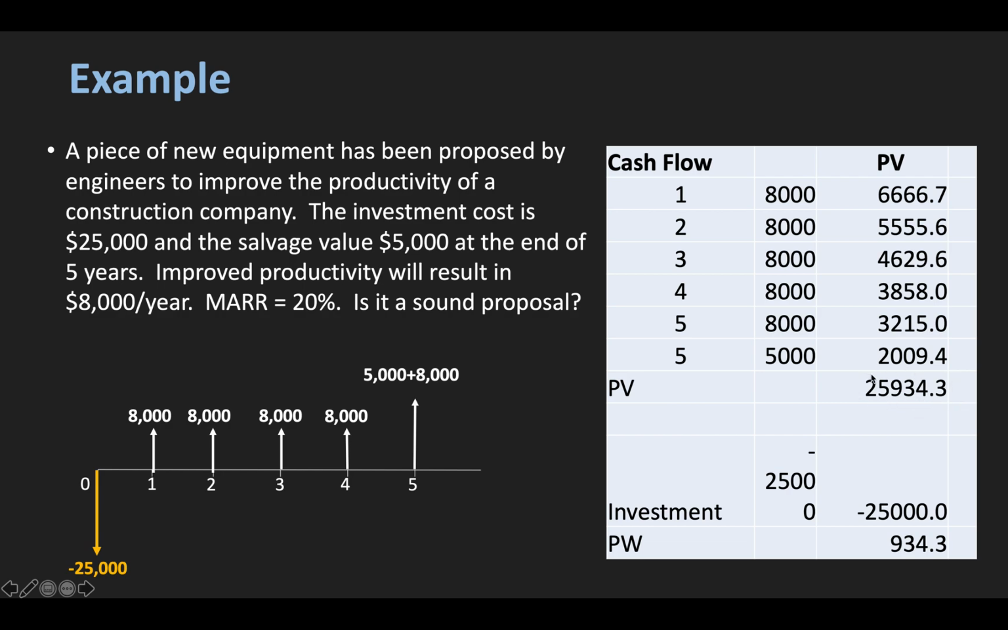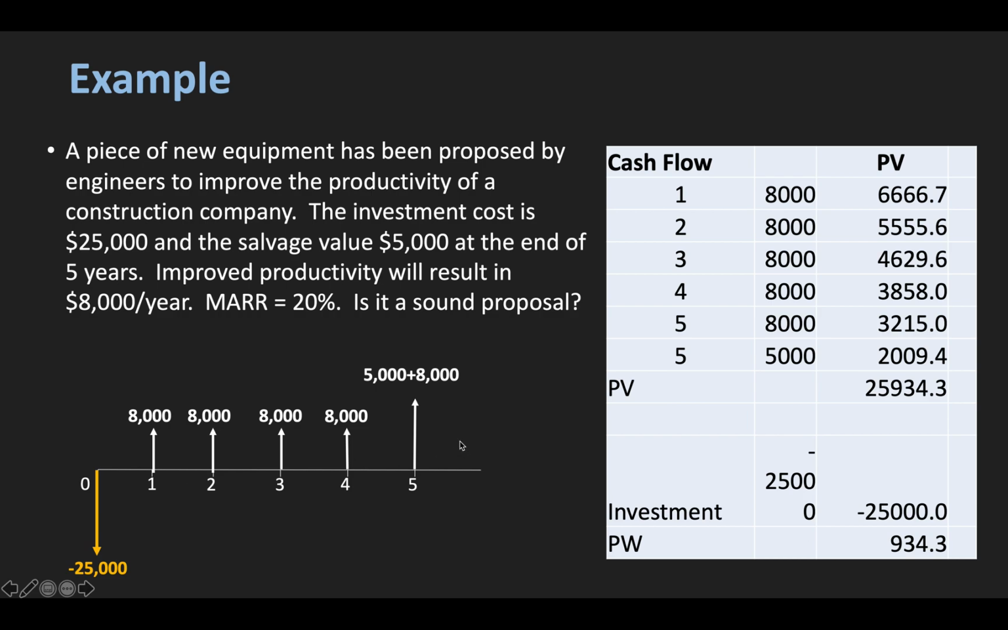So this is my present value for all the revenues. It's $25,934.3, right? That's that much. And then my investment was negative $25,000. So the value here is negative $25,000, right? This minus this, or these two added together, this is positive, this is negative, gives me $900.